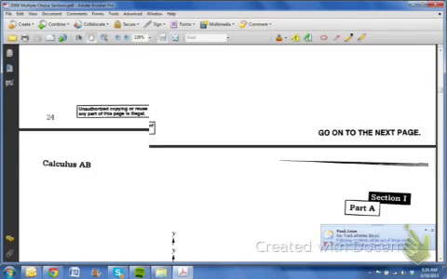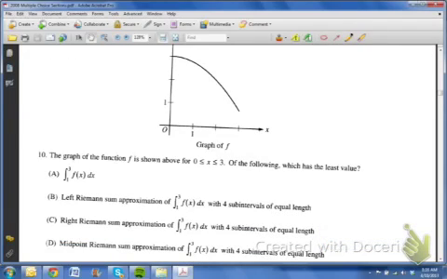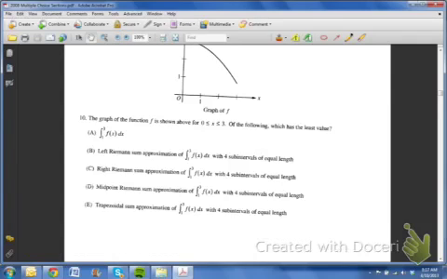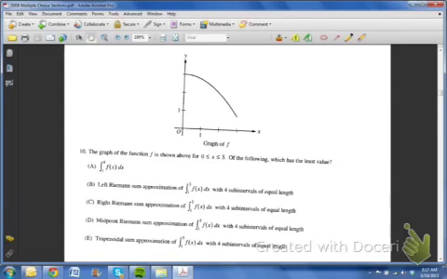All right. Let's see now, just a little bit here, so I can put that on here. Okay. So this one, the graph of a function is shown above. Of the following, which has the least value? All right, so the integral from 1 to 3 means the total area under the curve from 1 to 3. So the actual area between the curve and the x-axis. The rest of these are all approximations. Okay, so basically they're wanting you to compare these approximations to the actual area. Which one would give you the least?